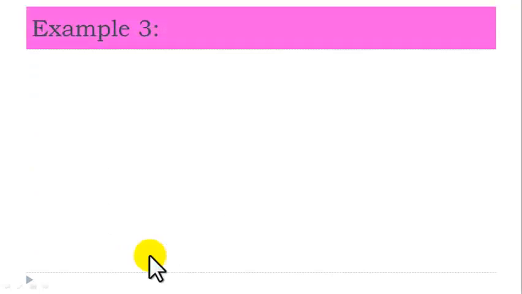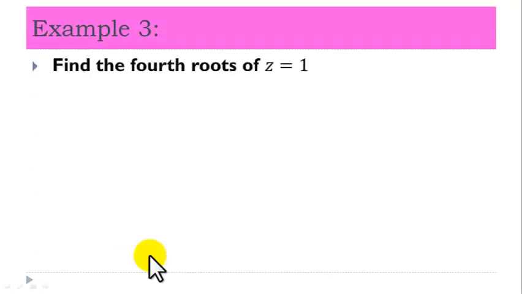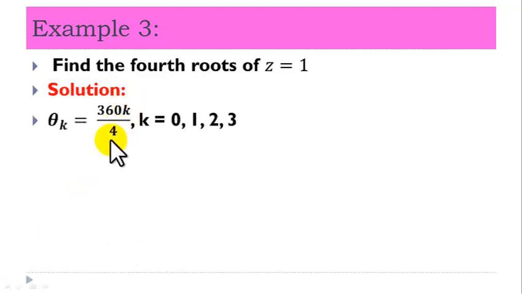Example 3. Find the fourth root of z equal to 1. Solution. Here n is equal to 4, so theta k is equal to 360k all over 4 for k equals to 0, 1, 2, and 3.